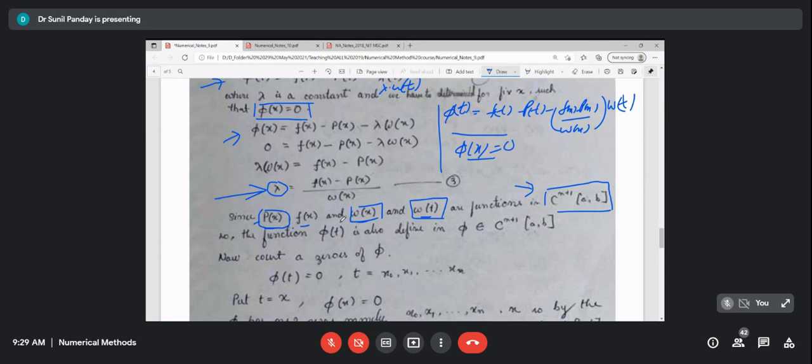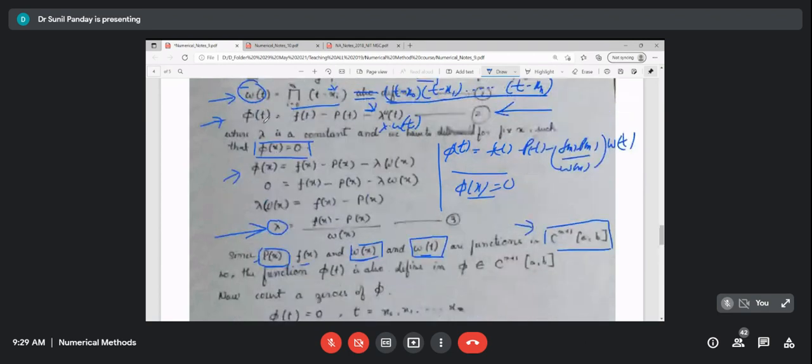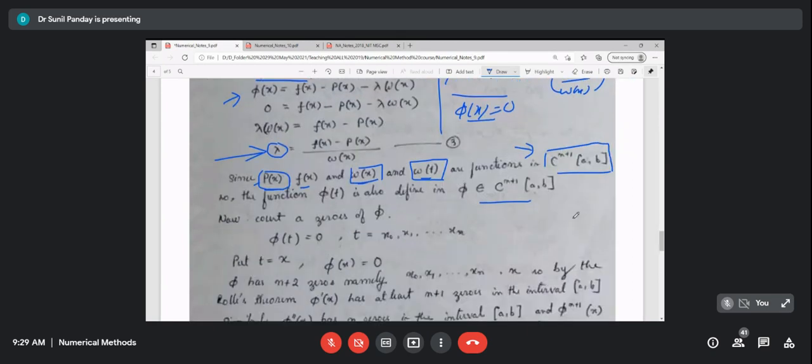So if all of them are continuously differentiable, and phi(t) is this one, phi(t) is actually a combination of all these: f(t), p(t), w(t). So it means phi(t) also belongs to this set. So phi(t) is also a continuously differentiable function. Now we count the zeros of this phi. What is the total number of zeros of this function phi?